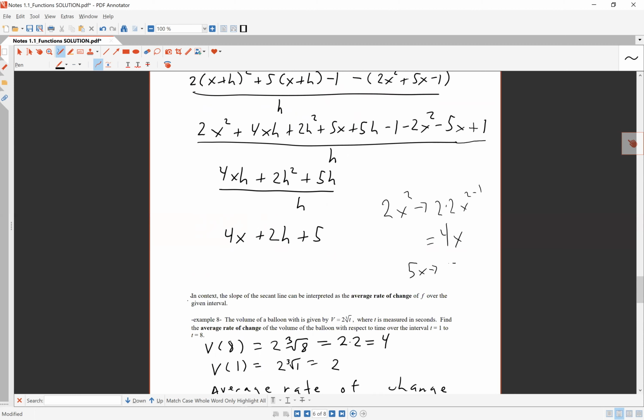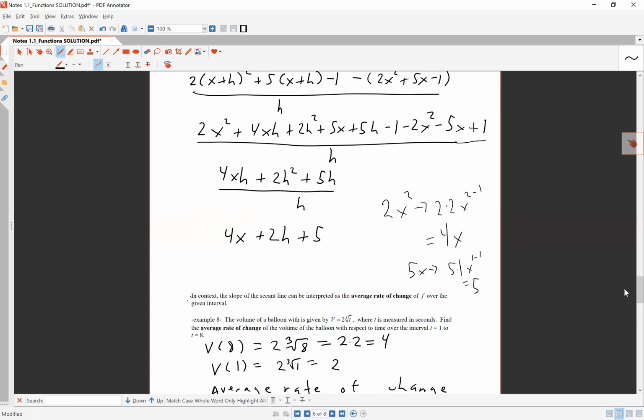So you went 5 times 1, x to the 1 minus 1, and what do you get? Just 5. And we're going to be doing that pretty soon. So our final answer is 4x plus 2h plus 5. If you substitute h equal to 0, you're going to end up with 4x plus 5. And soon enough, we're going to learn that's our derivative.